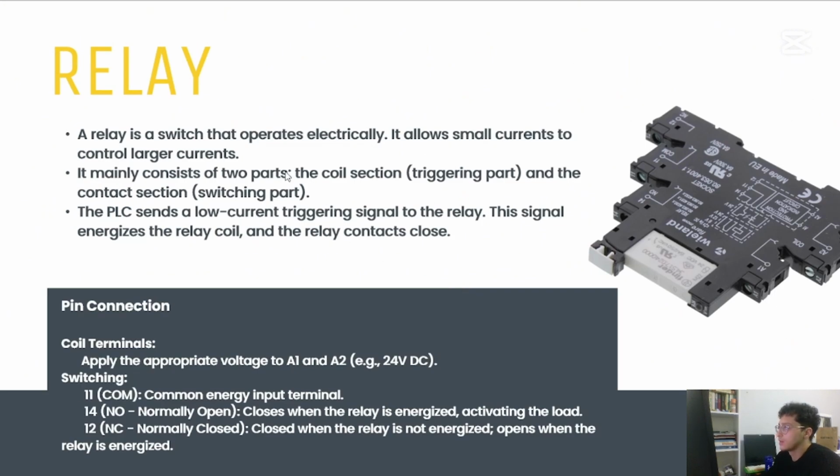Relay. A relay is a switch that operates electrically. It allows small currents to control larger currents. It mainly consists of two parts: the coil section and the contact section. Let's look at the picture. A1 and A2 are coil terminals. These pins are contacts, the normally open and the normally closed contact.